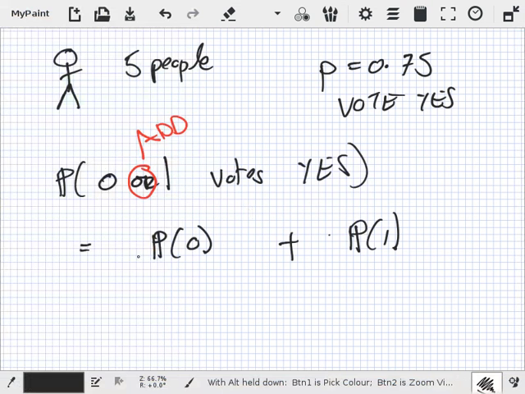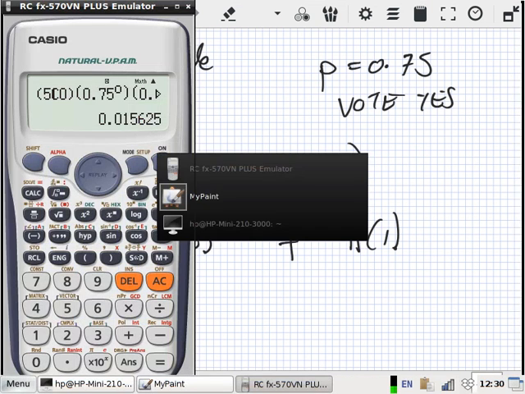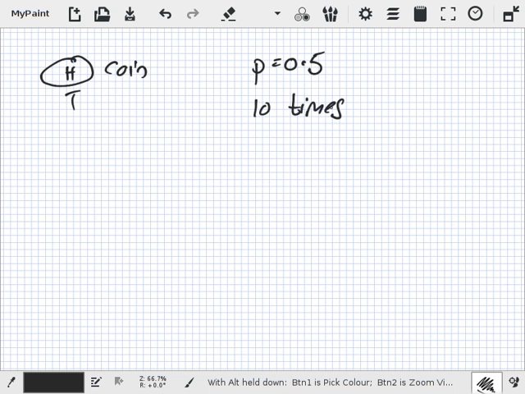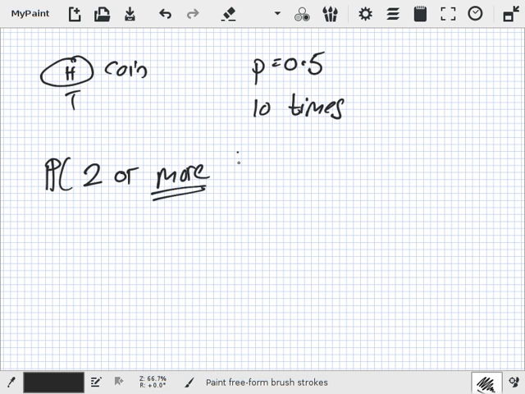Okay. Can I scroll down? Yeah. Okay, so we have a coin, and it can be heads or tails. And of course the probability is 0.5. Okay? And let's say I flip the coin 10 times. You understand? 10 times. And I want the probability of 2 or more heads.